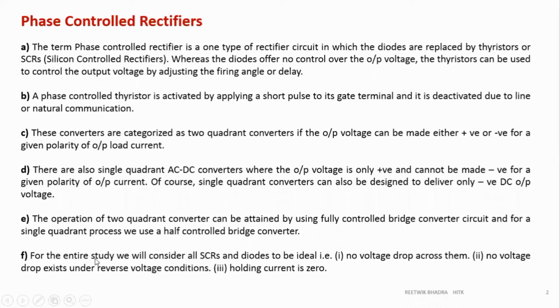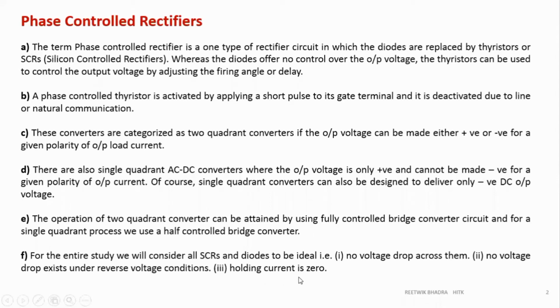All the study we will do is considering the SCR or your thyristor to be ideal. What does an ideal switch mean? It is a switch, so obviously, first point, there will be no voltage drop. That means whenever it is open, we will have an open circuit voltage. Whenever it is short circuit, when your PN junction is on, there will be a drop of 0.5 or 0.7 volt. You may have seen in module 2 that there will be a drop of 1.5 to 2 volt. So that drop will be considered 0 because we are considering the switch to be ideal. Under reverse voltage also that drop doesn't exist, and holding current is 0.